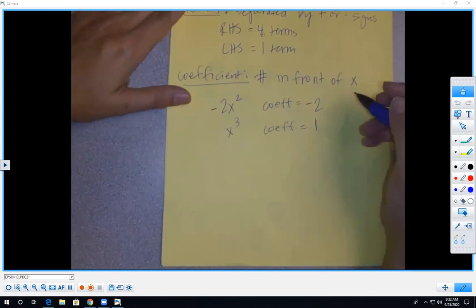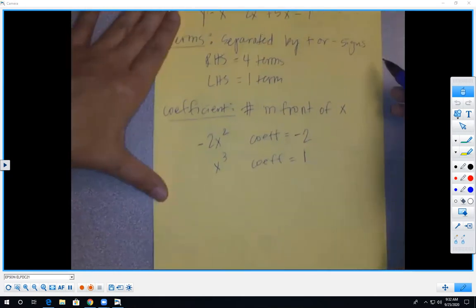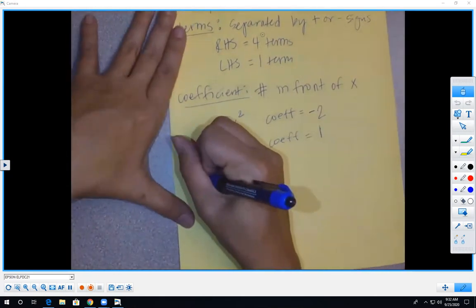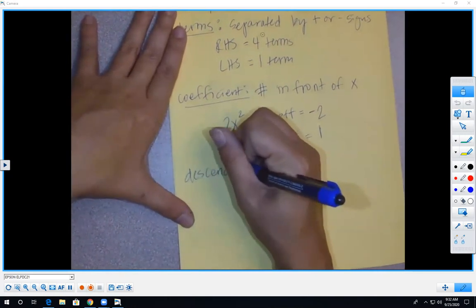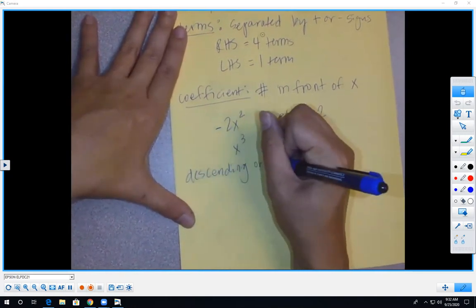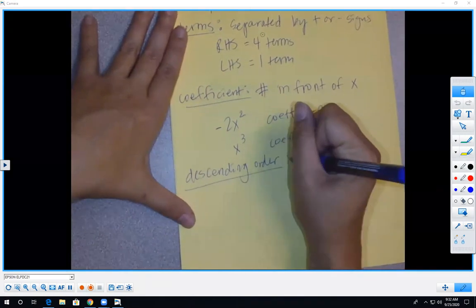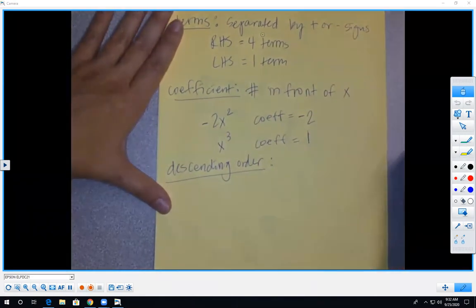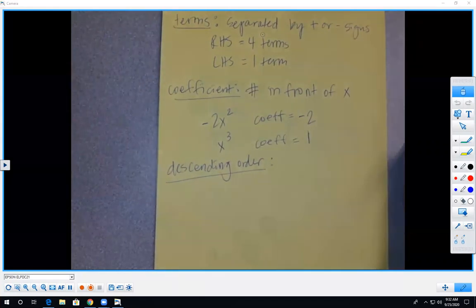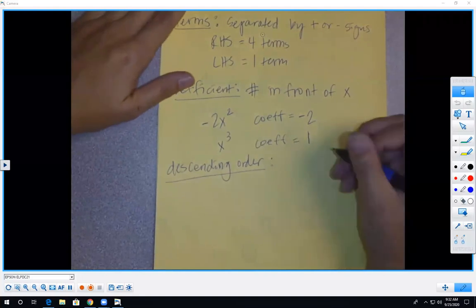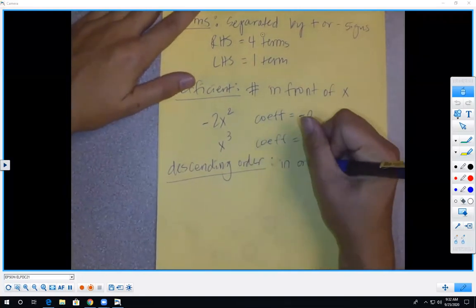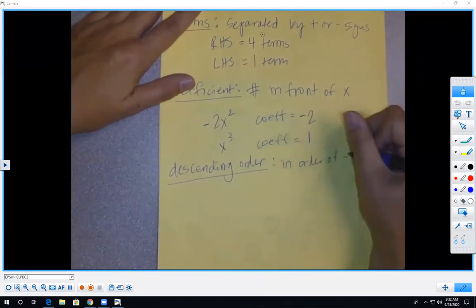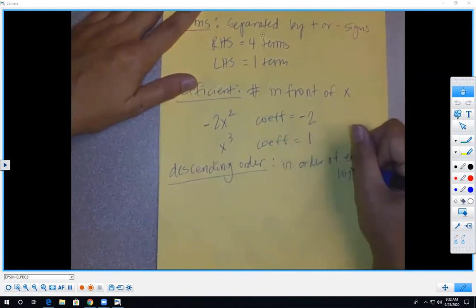Okay, the other thing with polynomials is that usually they're written in descending order. Descending means going down, right? So we write them in order of your exponents going down, from highest to lowest.